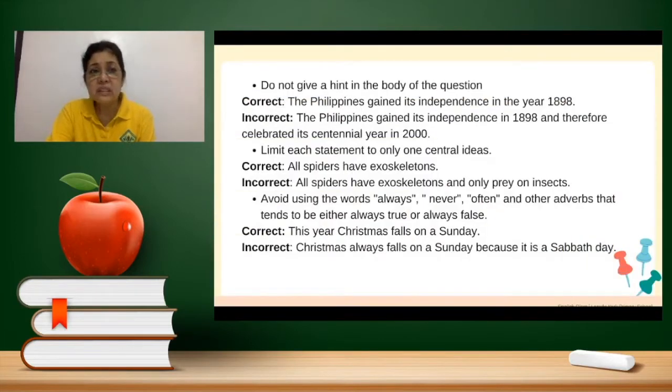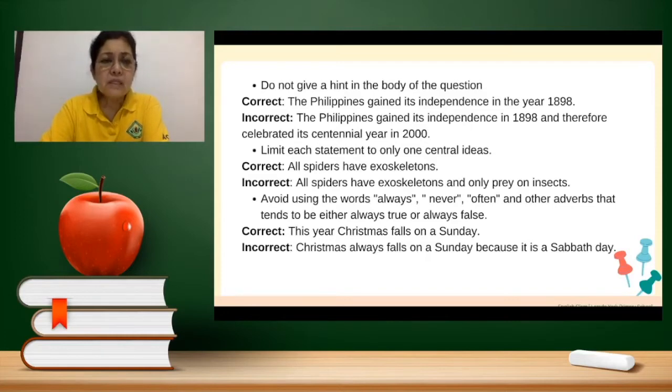Do not give a hint in the body of the question. Example, the correct one will be the Philippines gained its independence in the year 1898. But if you will be saying this, the Philippines gained its independence in 1890 and therefore celebrated its centennial year in 2000, you are giving already a clue. So avoid giving a hint.